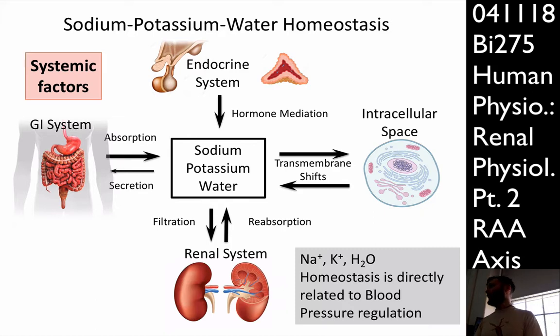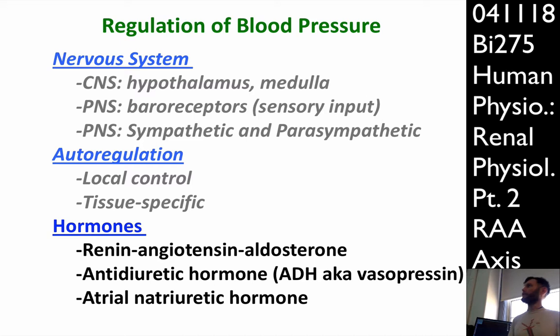So maintaining the appropriate levels of sodium, potassium, and water in the body is one of the largest ways that we're able to modulate blood pressure. There are others outside of this that I'm not going to touch on, but I'm going to focus on the relationship between sodium, potassium, water, and blood pressure, specifically the central role that the kidneys play in maintaining all of this. So then let's look at an overview of blood pressure regulation.